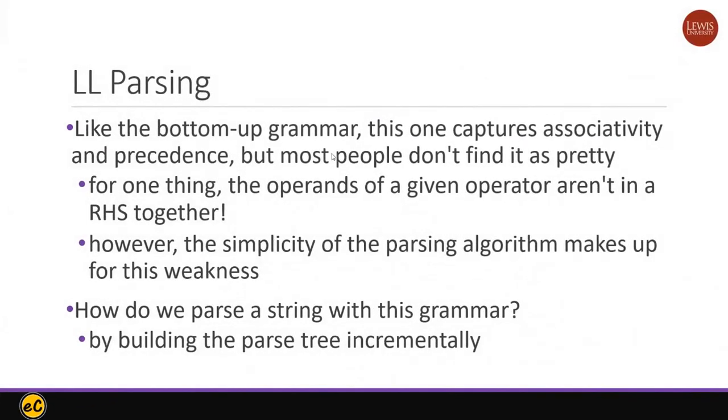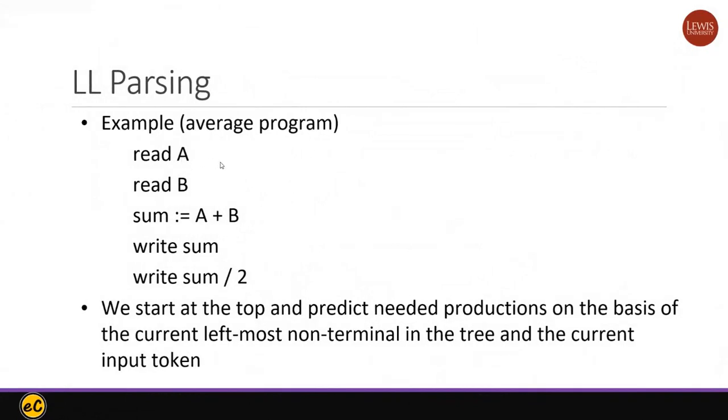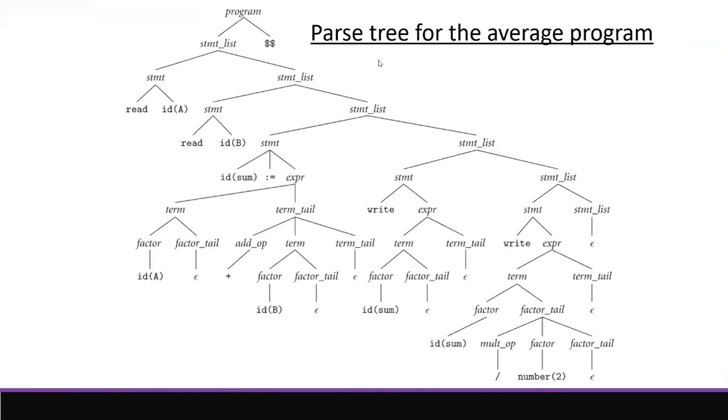So LL parsing is always predictive, and it is used when the language compilation is easy. With an LL parser you can write a parser in a very short time. So we have: read A, read B, sum equals A plus B, write sum, and write sum divided by 2. This is one program, an average program. When you parse this average program with an LL parser, you get this. This is the parsing tree.